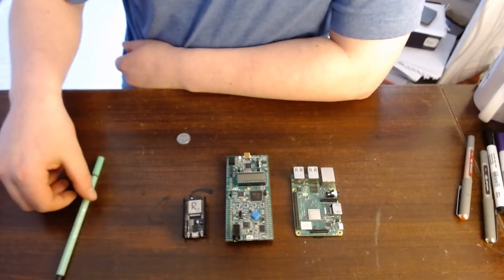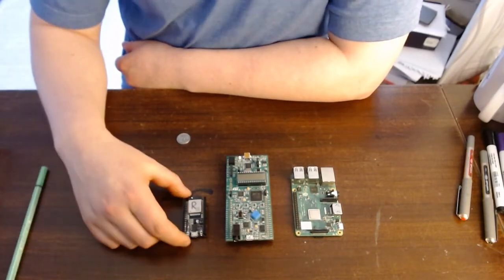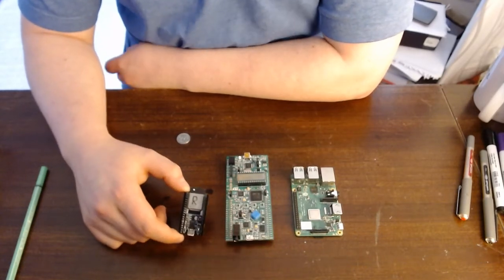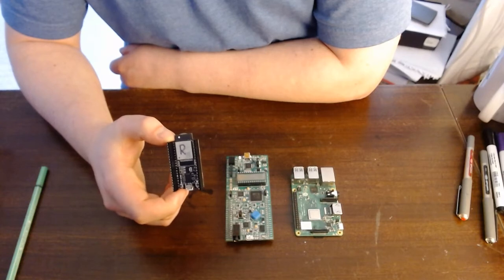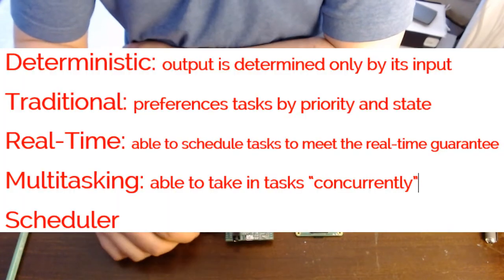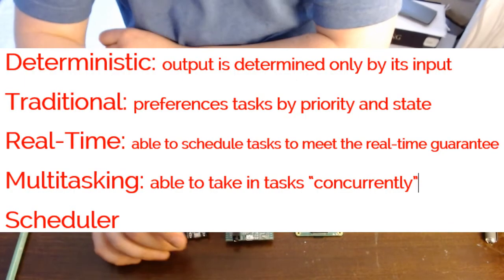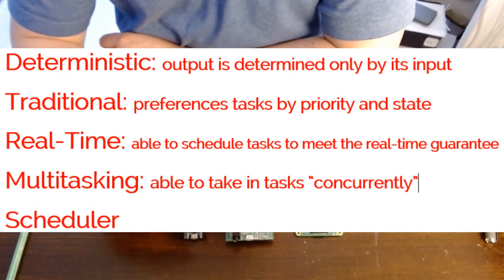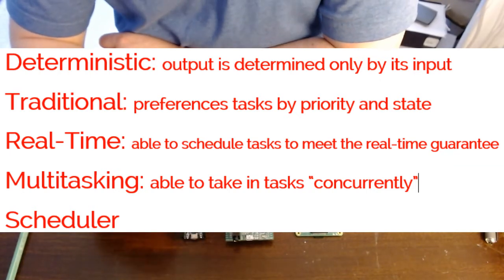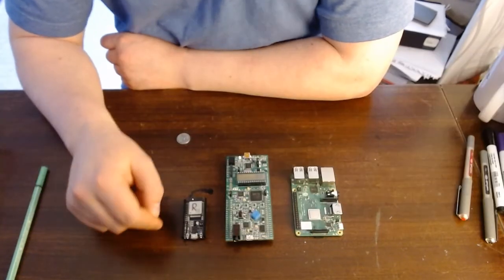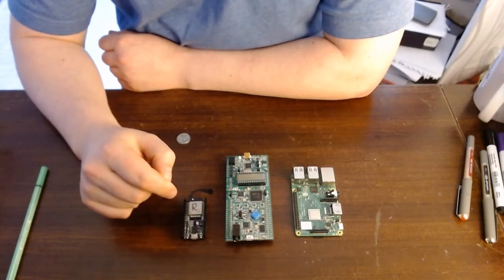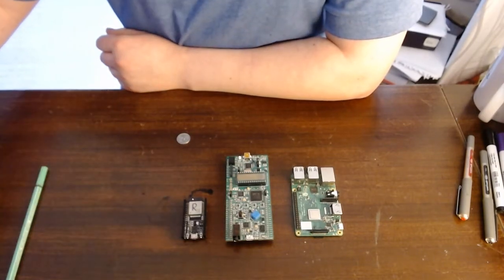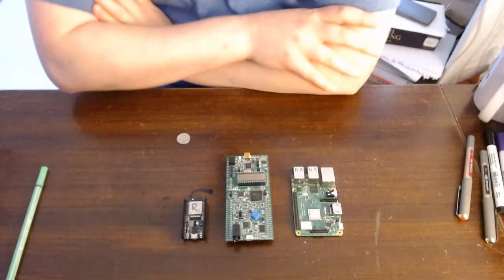But how does it maintain this deterministic property? Well, FreeRTOS uses a deterministic, traditional, real-time, multitasking scheduler. And we're going to unpack that in a moment. But what it really means is that all these tasks are given a priority. Tasks with the highest priority that are ready to be run will be run, while the lowest priority tasks will be suspended.